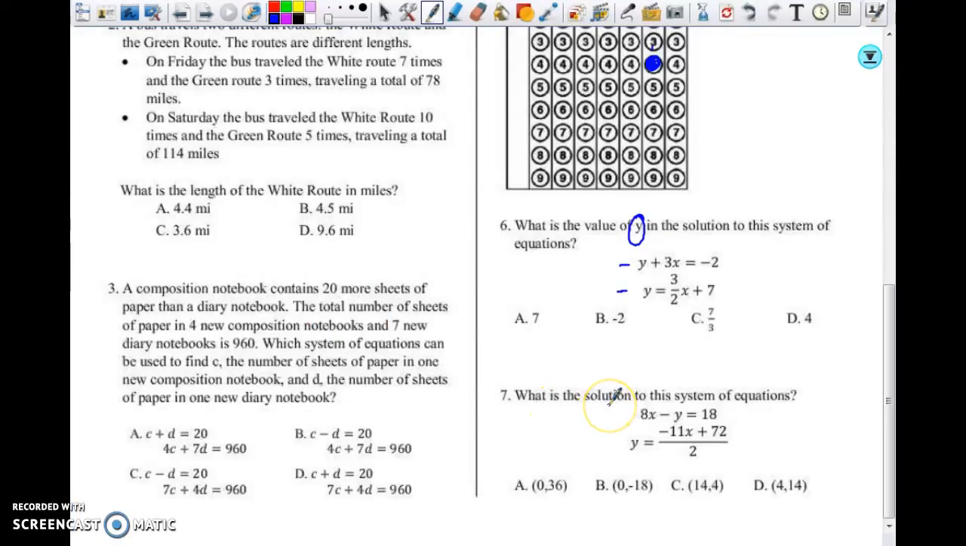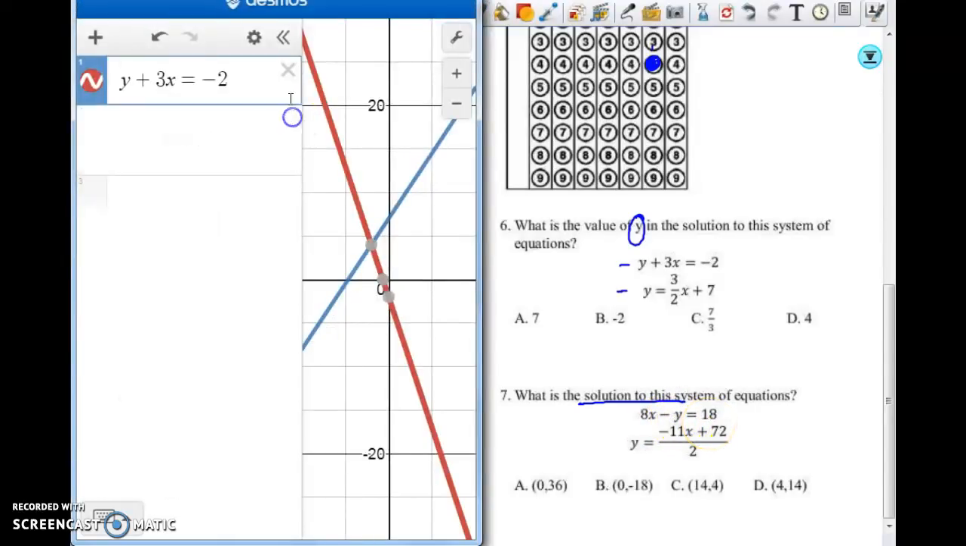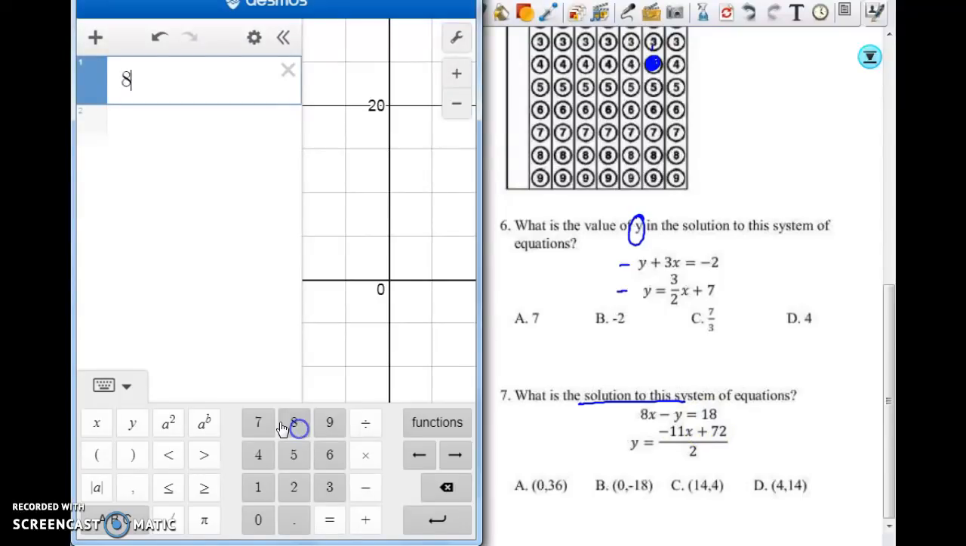So what is the solution? This time we want the whole solution set. So we put both of them in. The first one is 8x minus y equals 18.